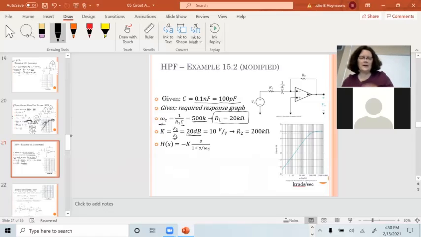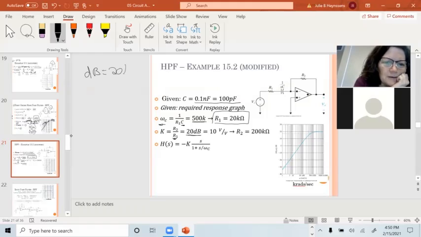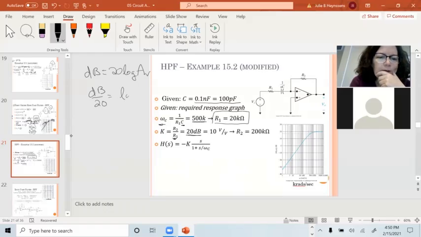Ooh, how do you do that? I see people have trouble with this too. dB volts is 20 log of your gain. What if I know the dB and I want to solve for the gain? I have to divide by 20. And that equals the log of AV.